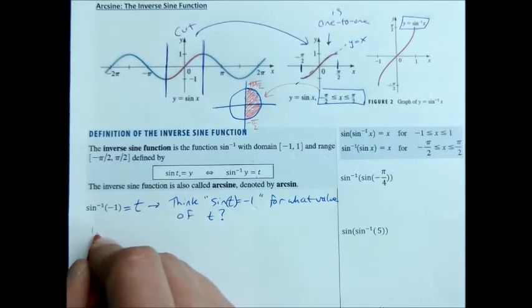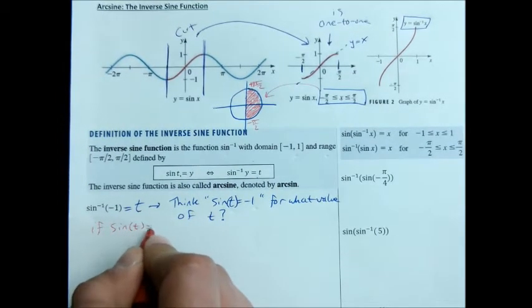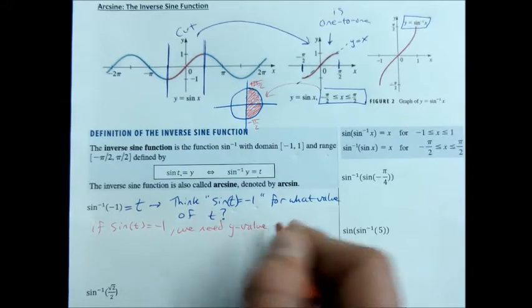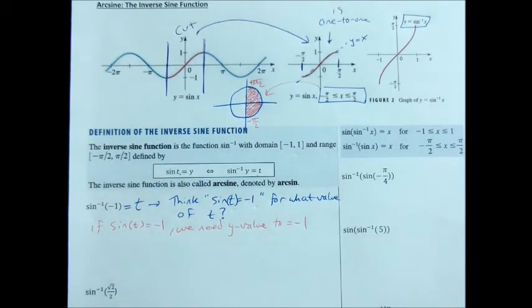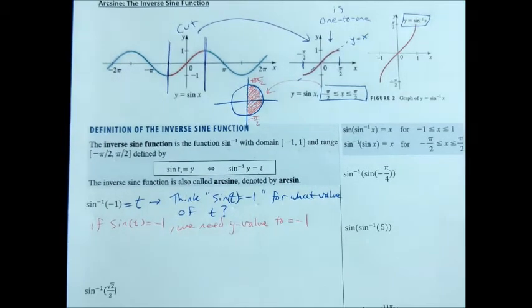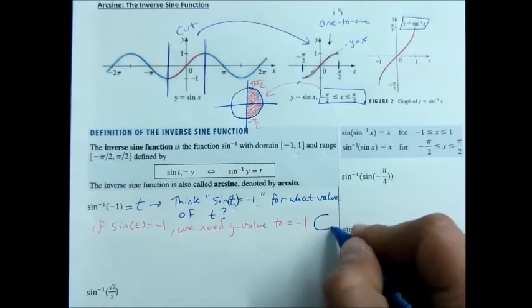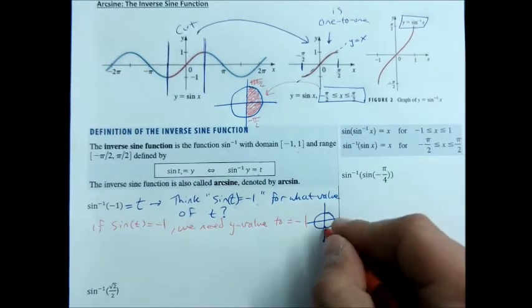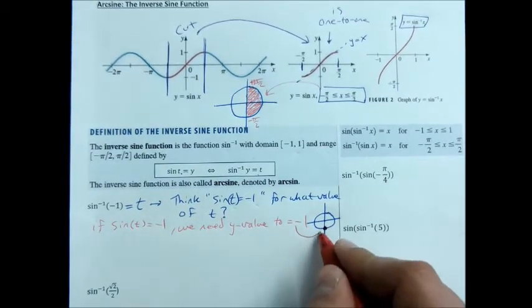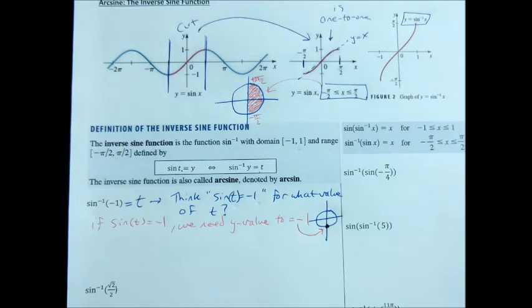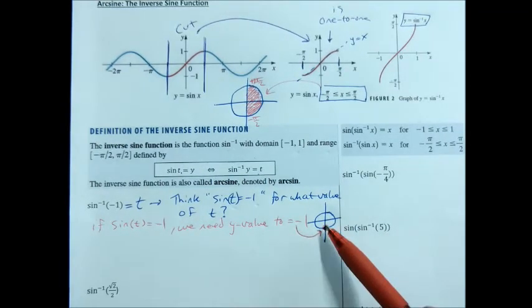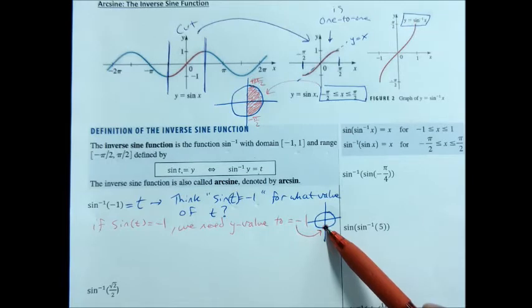Okay, so if we want sine to be negative 1, that means we need the y value on the unit circle to equal negative 1. Because sine is the y value, right? Where does that happen on the unit circle? Yeah, down here. That happens right here. Does everyone see that dot? Maybe I'll make it a little bigger. I don't know if it's coming out very well. That's the place on the unit circle where the y value is negative 1.